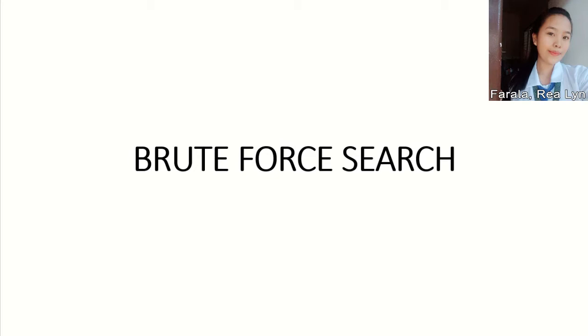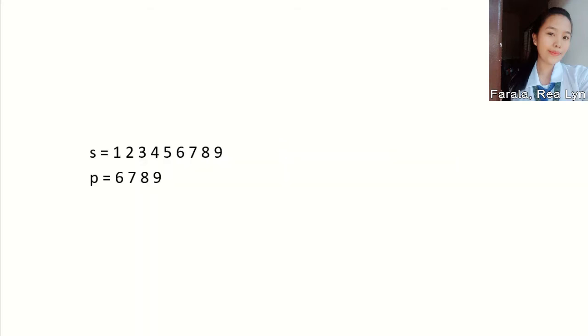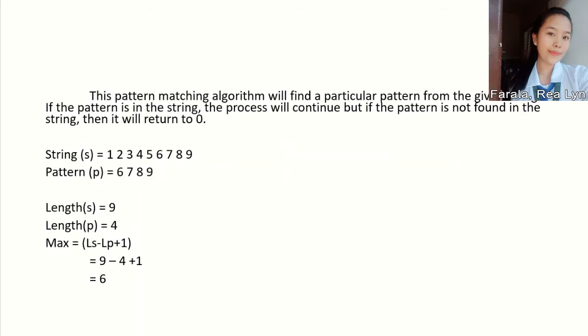This pattern matching algorithm will find a particular pattern from the given string. If the pattern is in the string, the process will continue. But if the pattern is not found in the string, then it will return 0. For example, this is our string and pattern. The length of the string is 9 and the length of the pattern is 4. The formula to get the maximum number of times to reach the end of the shifting is the string length minus the length of the pattern plus 1.